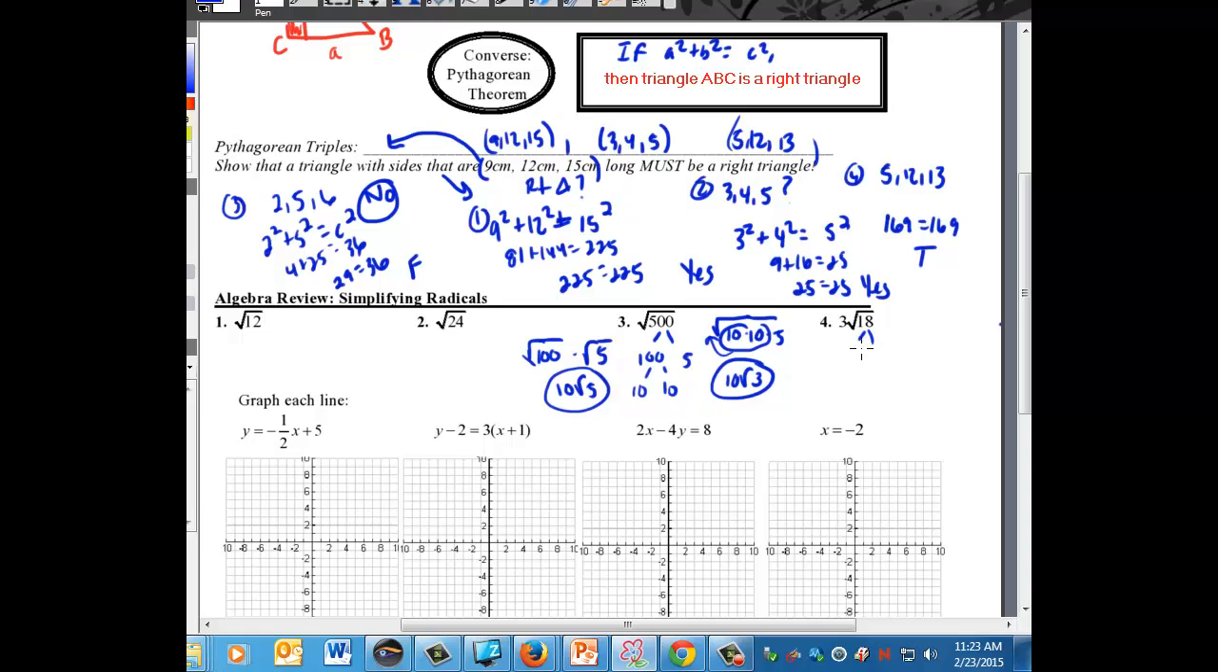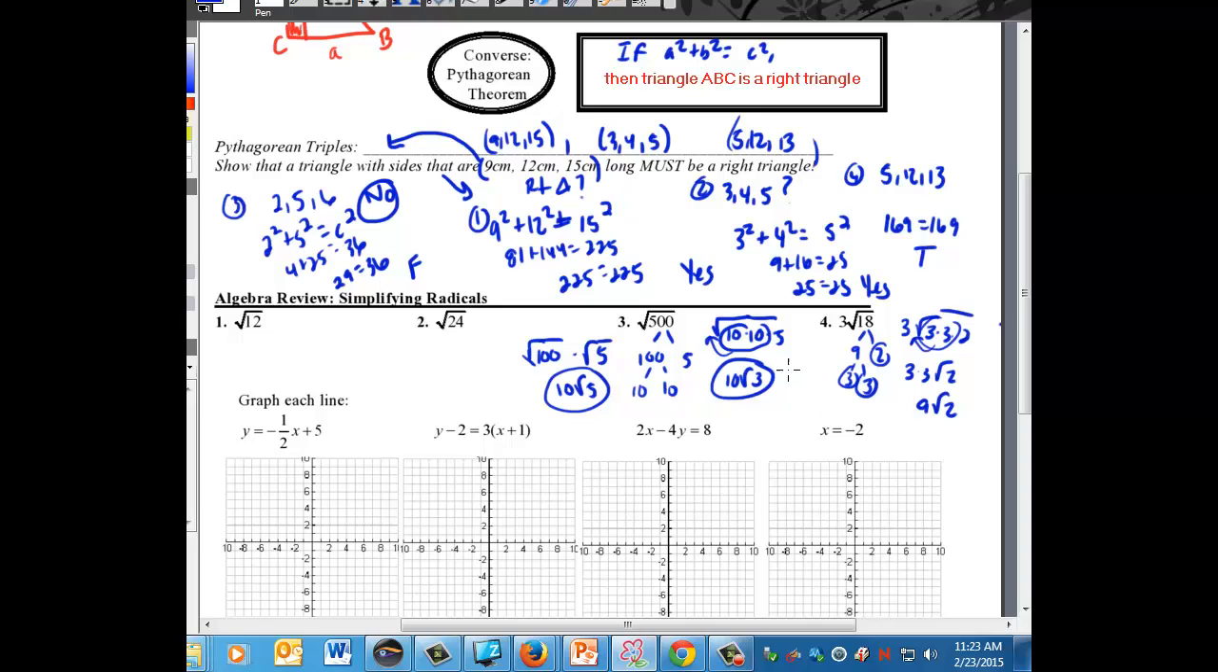3 rad 18, this breaks down to 9 and 2, and then 3 and 3. Okay, so I have 3 out in front, and I have 3 times 3 times 2. I can pull out one of these 3s, and then underneath I have 2, and I get 9 rad 2.